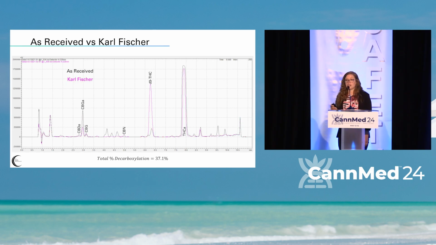We get to the Karl Fischer, and we see a little bit more decarboxylation occurring. So this one, we saw about 37% decarboxylation. So not anywhere near what we were seeing on that loss on drying at high temperature, but the sample is being manipulated in some way. There is a chemical change occurring.